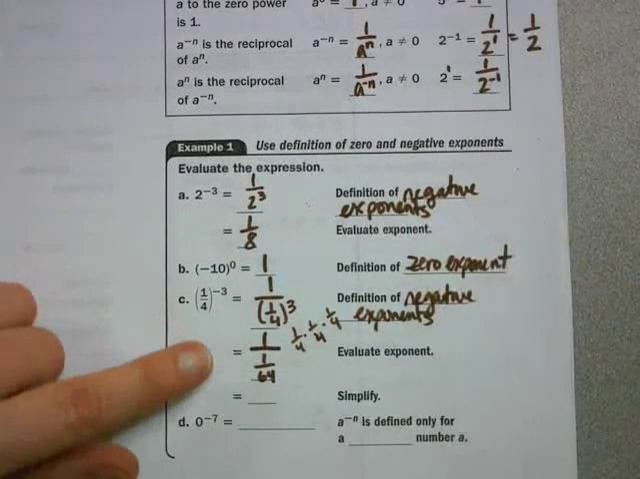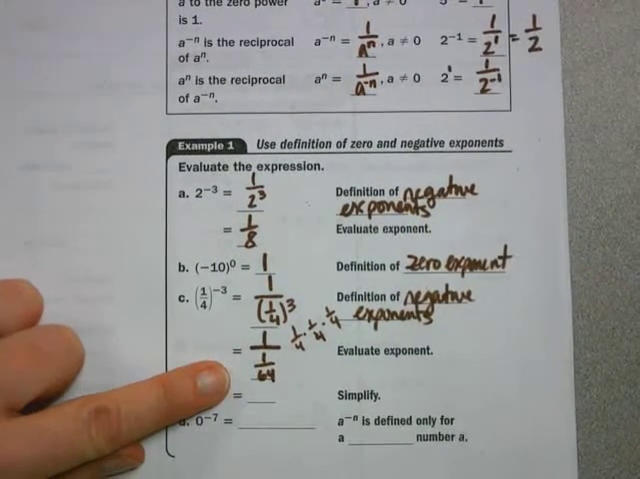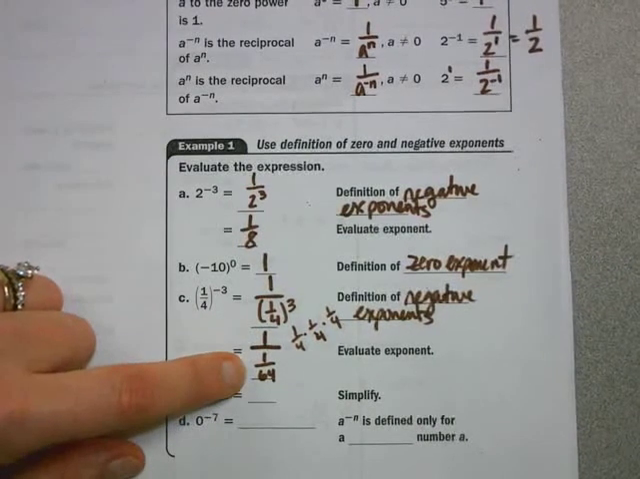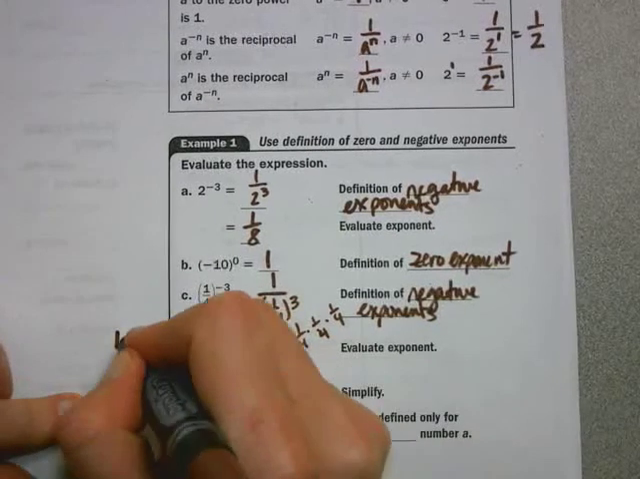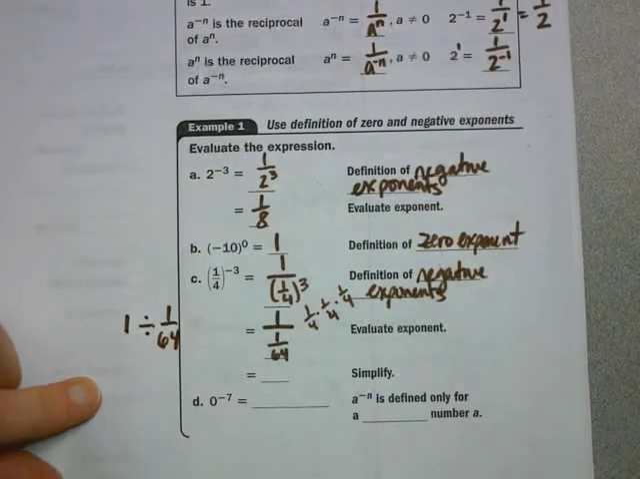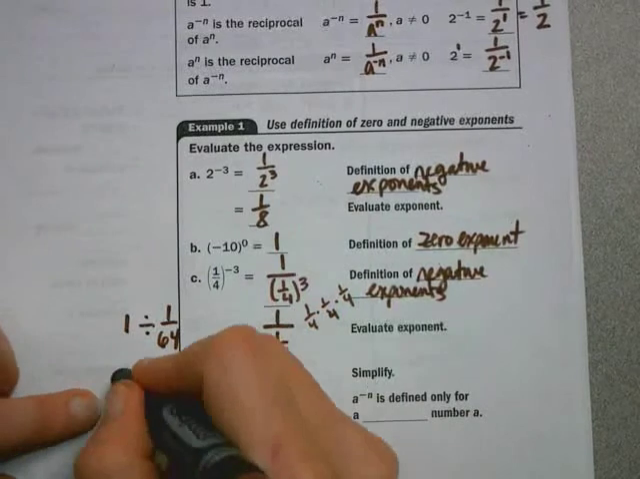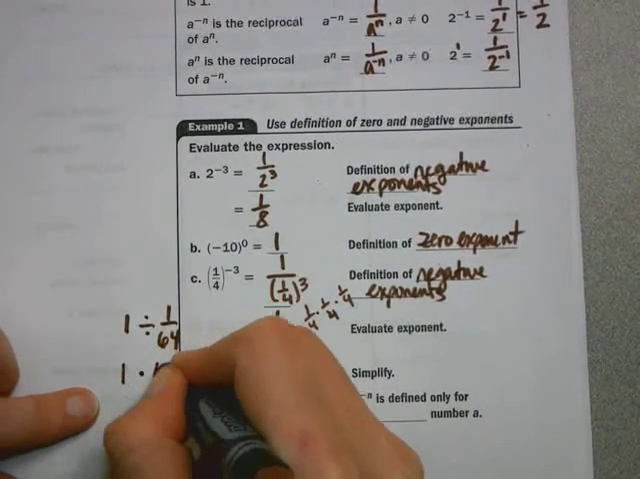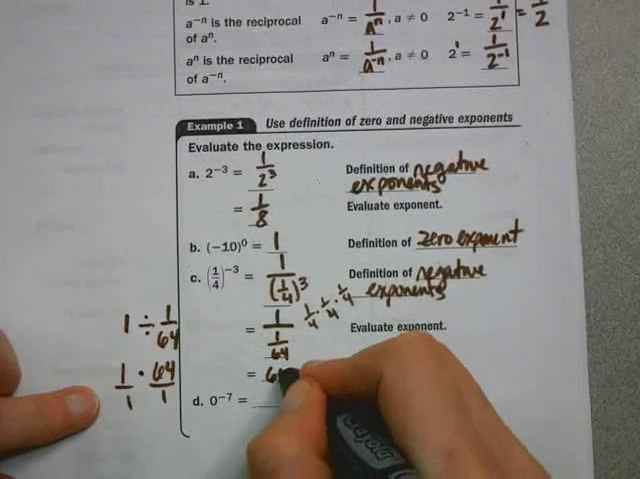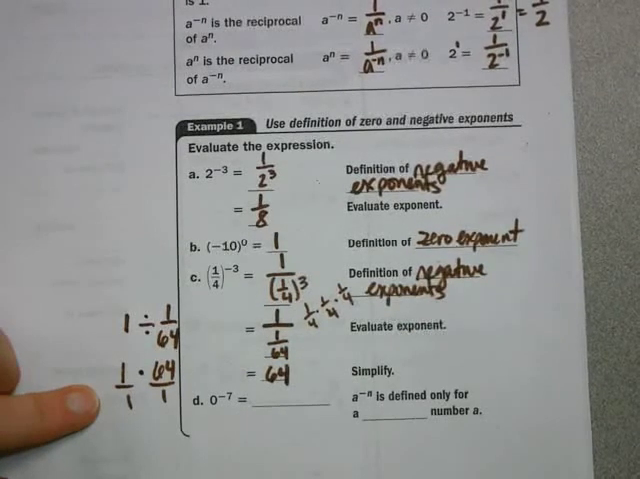Okay, but I can't leave it like this, a fraction and a fraction. So I have in my numerator a 1, and in my denominator is 1 over 64. So that's like 1 divided by 1 over 64. And what's the rules of division? Flip the second guy and multiply. So really, that just turns out to be 64. Okay?